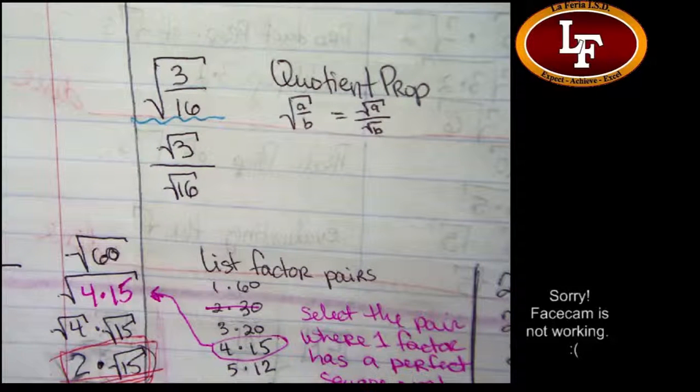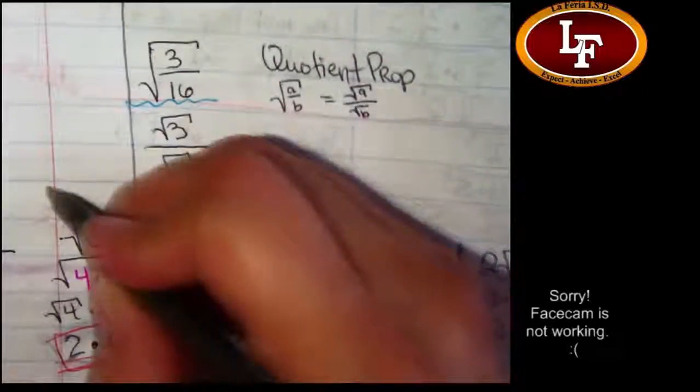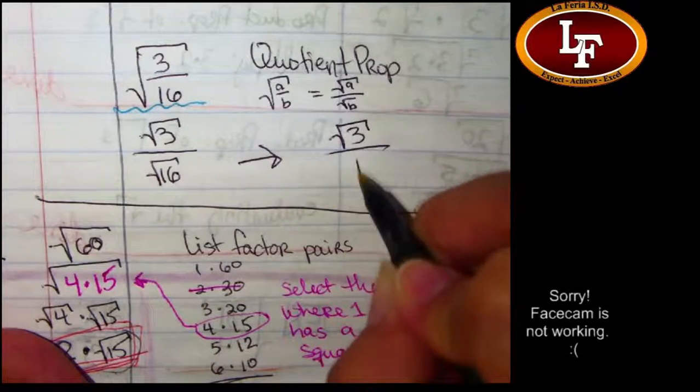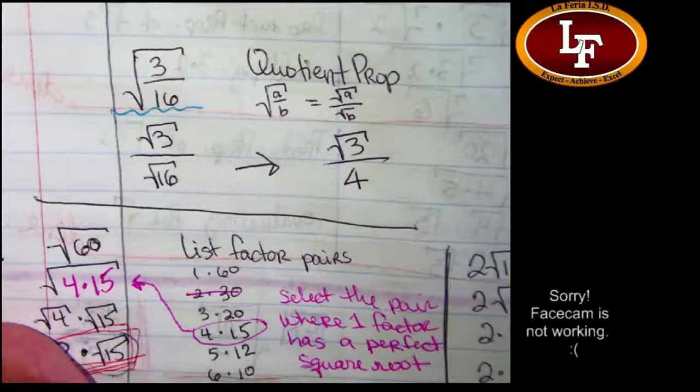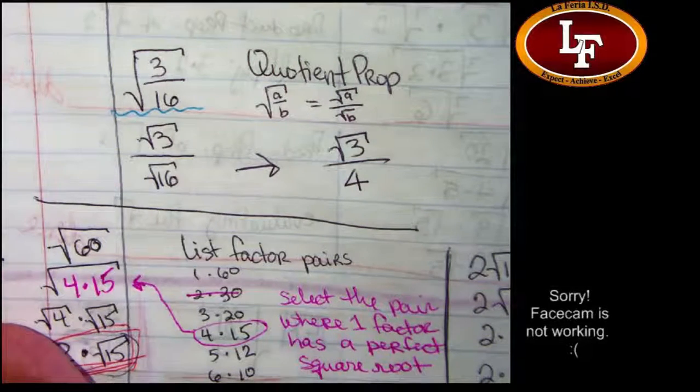So then that would be your answer? Have we done everything that we can do to it? No. What can we do? 16. We can find the square root of 16, yes? So once we find the square root of 16, the top stays the same and the bottom becomes 4. And that's it. Have we done everything that we can do? Yes. Then that's our final result.